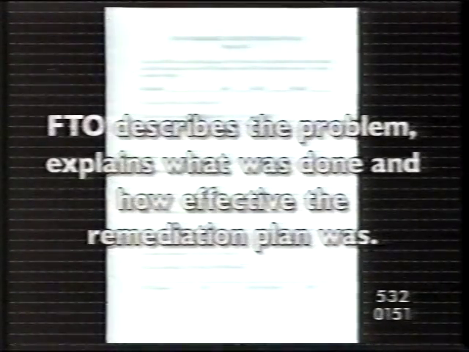On that form, you'll see where the FTO describes the problem again, identifies what was done, and reports back on how effective the plan was, and also decides whether or not we have to develop another plan, or we can move on to other things because this was effective. This is critical documentation that we expect to have placed in the trainee's file, along, of course, with other documentation that should be there all along, dealing with what the FTO has done to remediate the problems.